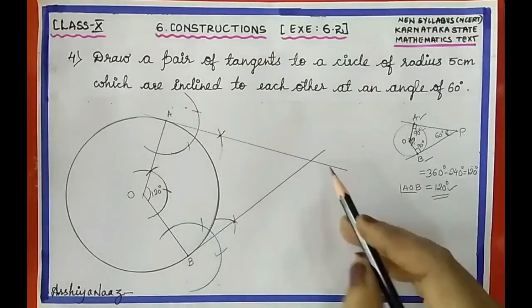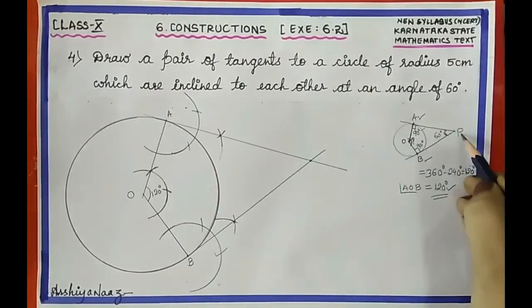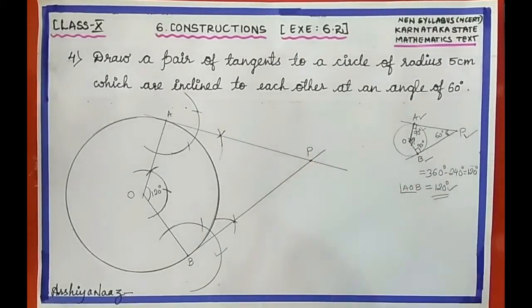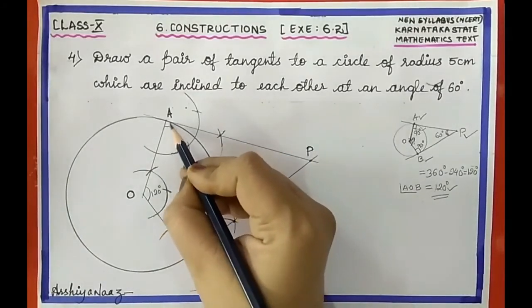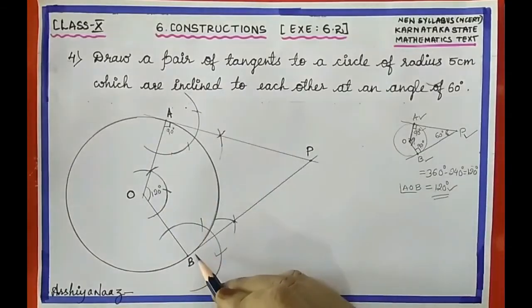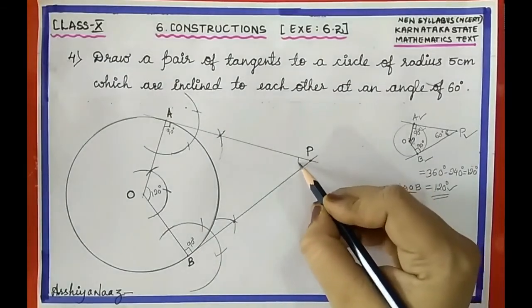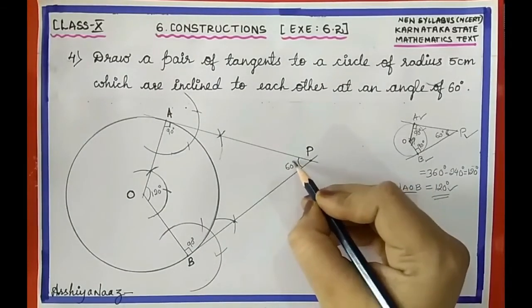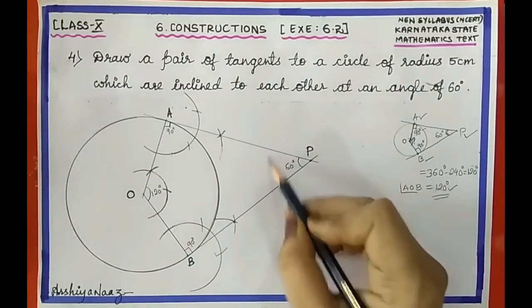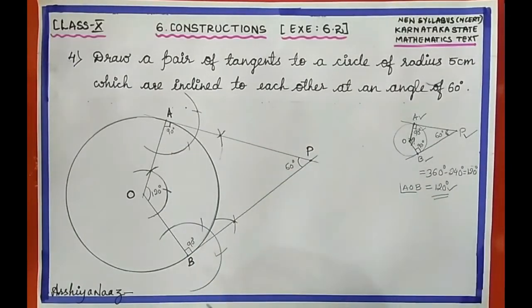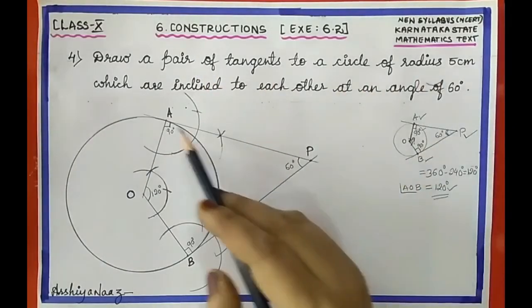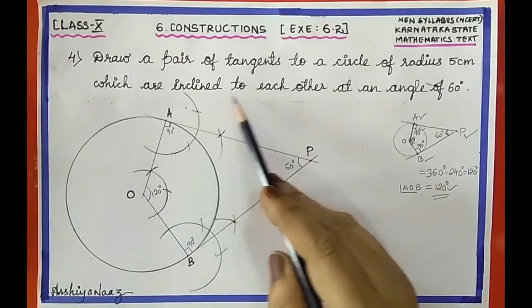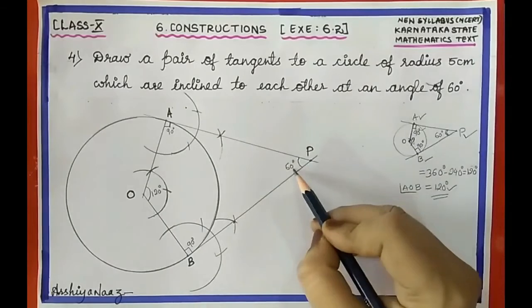The two lines here meet at a point. Call this point P. So now we have constructed a right angle here. At B also it's a right angle. So automatically the angle P here is 60 degrees. This is the angle between the two tangents AP and BP. So according to the question, we have constructed a pair of tangents to a circle of radius 5 cm which are inclined to each other at an angle of 60 degrees.